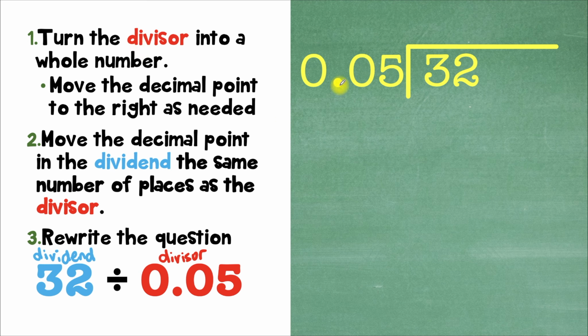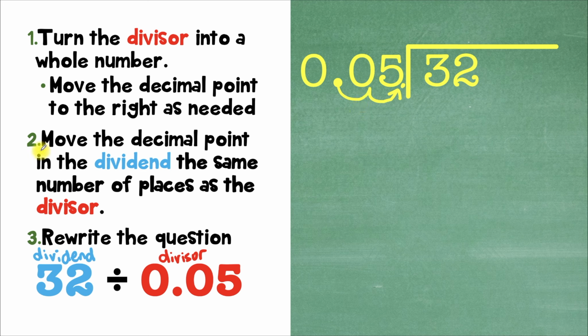Now this decimal point here has to go to the right of the number. And how many places does it have to go in order for that to happen? Well, I see 1, 2. In order for this to become just a plain old number 5, it's going to have to move 2 places.